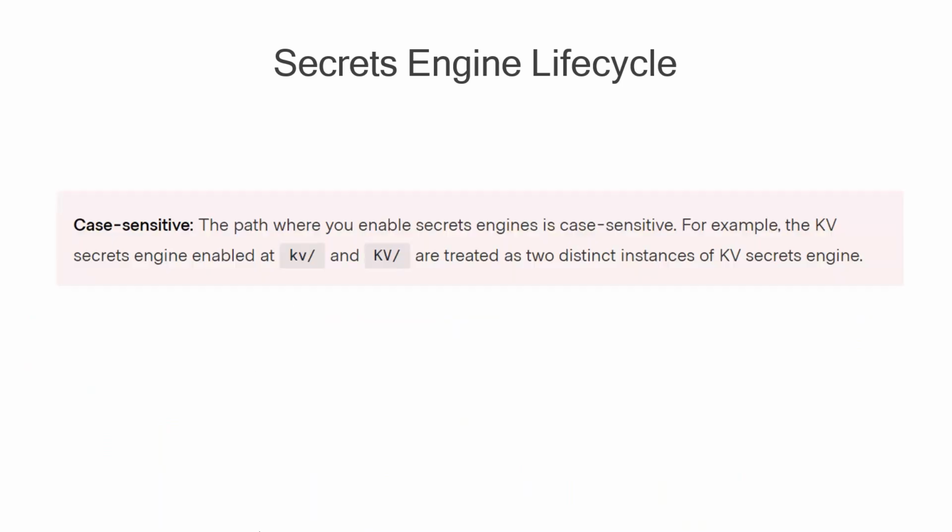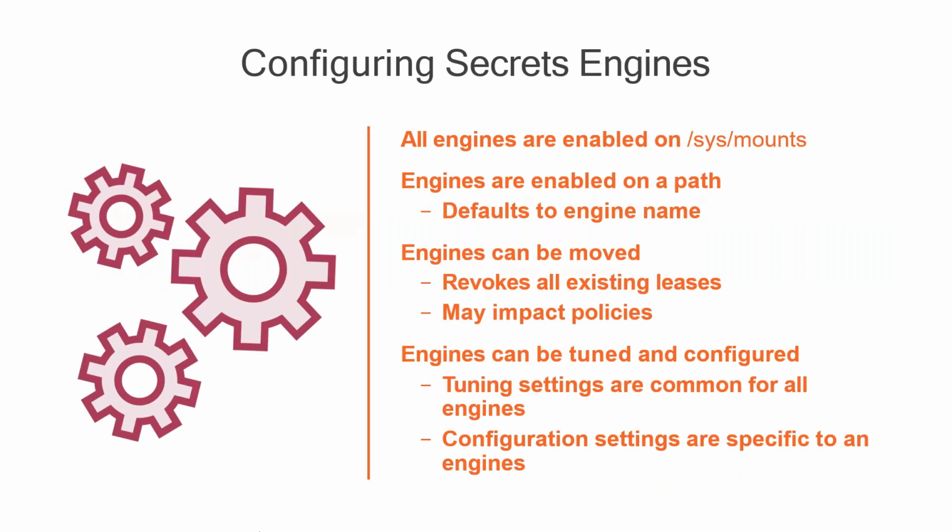Okay, so KV is case sensitive. So remember that path is also always case sensitive. That means if you enable something with KV small and big, both are treated as two distinct instances of the KV secret engine. So paths are case sensitive in Vault. Please mind it.